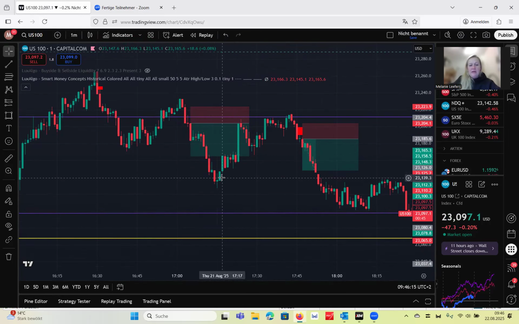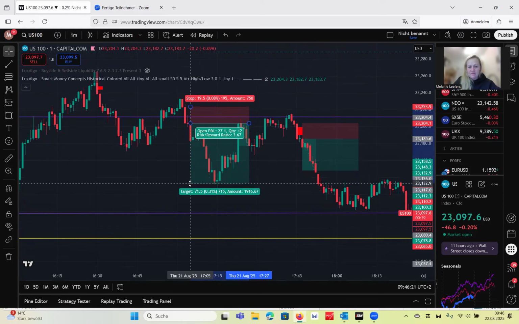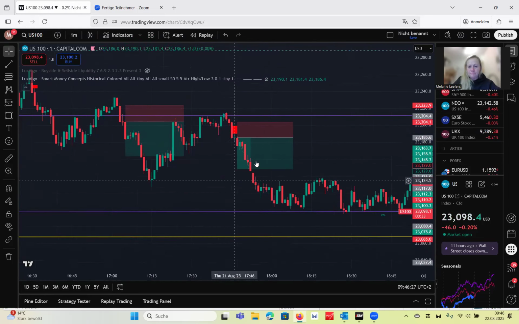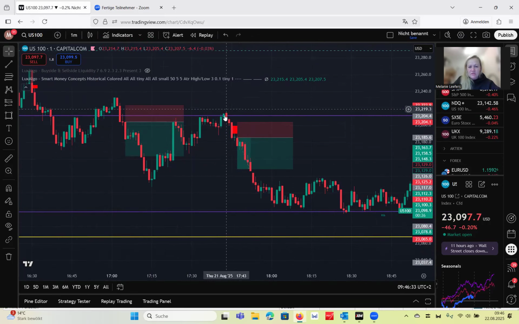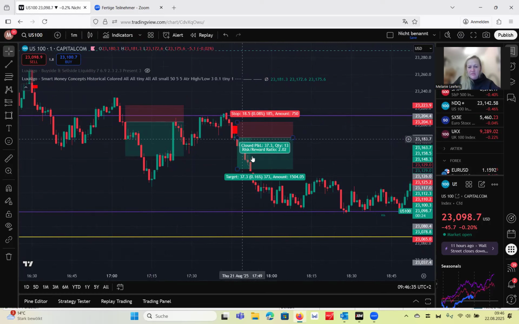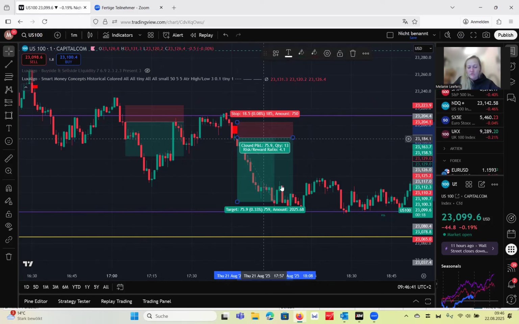Of course you can have better trades like this. This was almost a 1 to 4. This one, which still shows the bearish fair value gap, this was a bearish order block. This could have been, let's say, a 1 to 4.